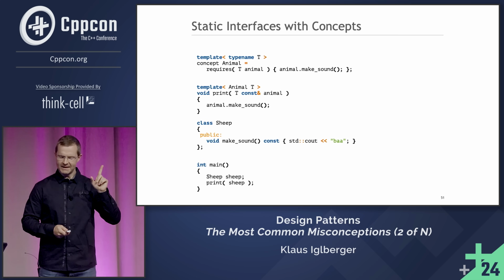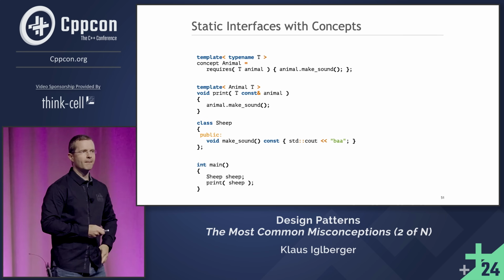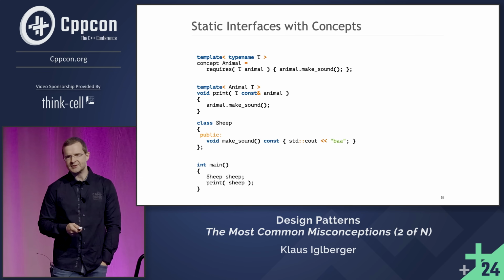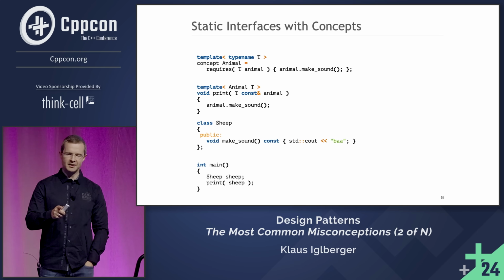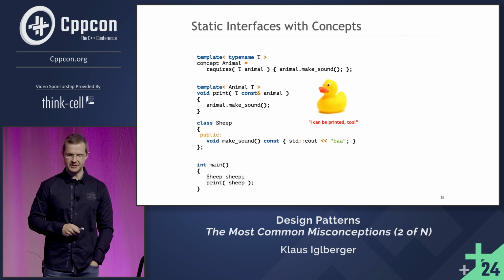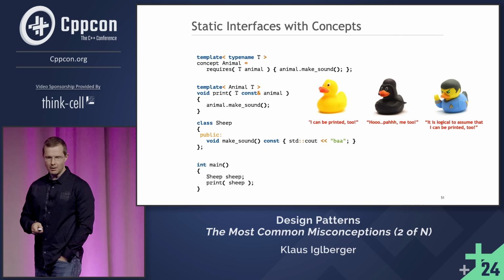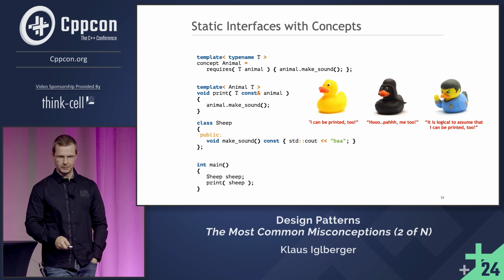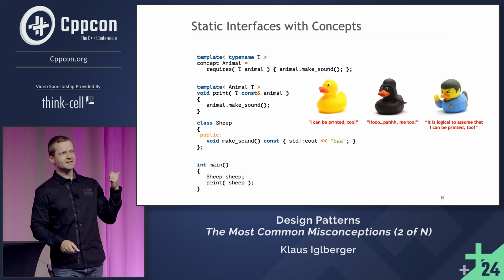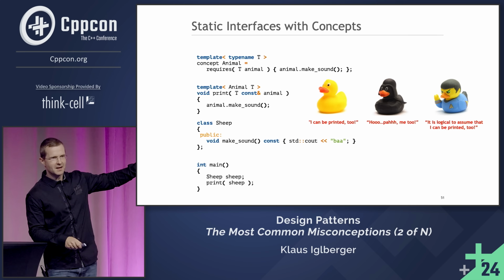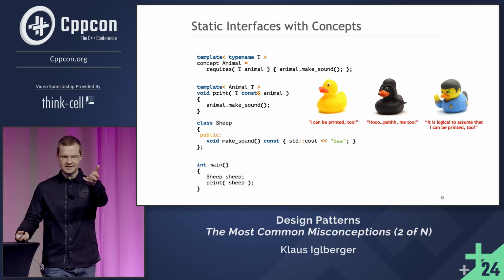Okay. Now I'm not convinced about this. What can I pass to print? Well, of course, anything that fulfills the animal concept, right? So, what about this guy? Yeah, I can be printed too. Me too. It is logical to assume that I can be printed too. So, you know what I'm trying to say here? This is what we call duck typing. Okay, might have been obvious. So, this is just a give me anything that fulfills this idea, this concept.